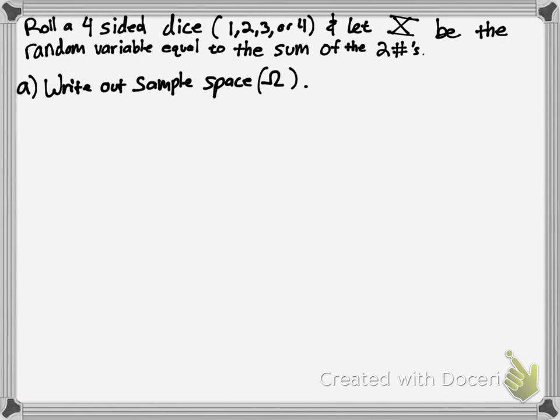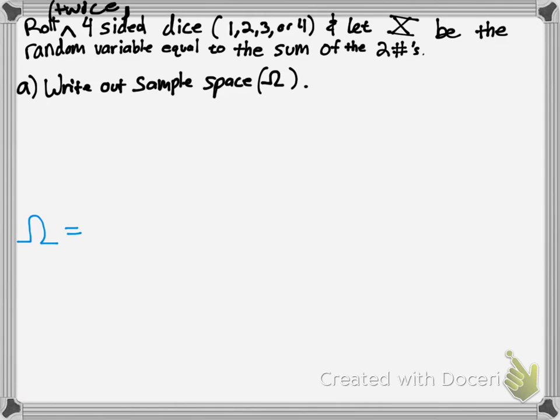So you don't roll a four-sided die once, actually you'd have to roll a four-sided die twice. So there you go. Write out the sample space. The sample space again represents the outcomes, and that's represented by omega.